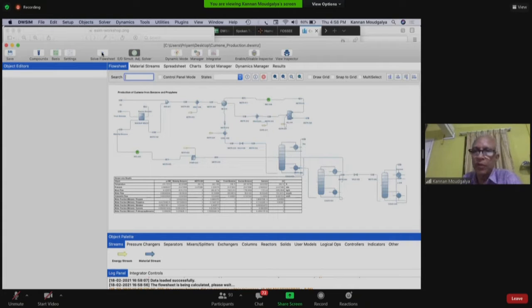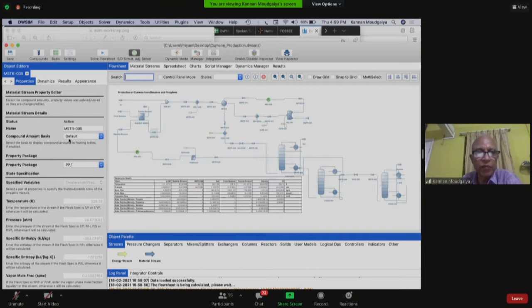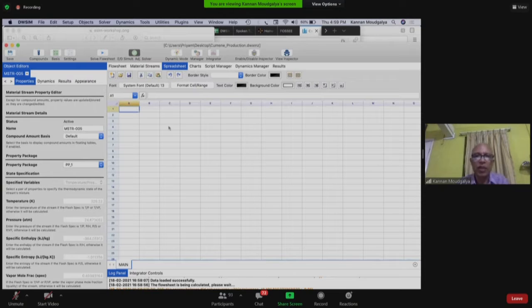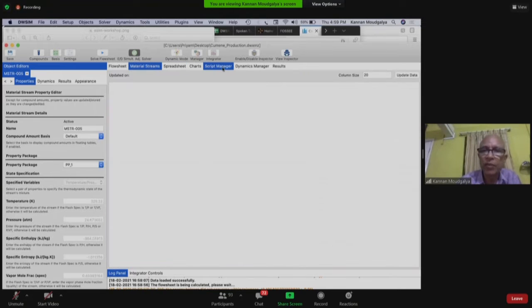So in fact, it converged very fast. You can actually go and see the values. If you click this, you'll get the information here. And then of course you can see it in a spreadsheet and so on, right? Material streams, I guess.